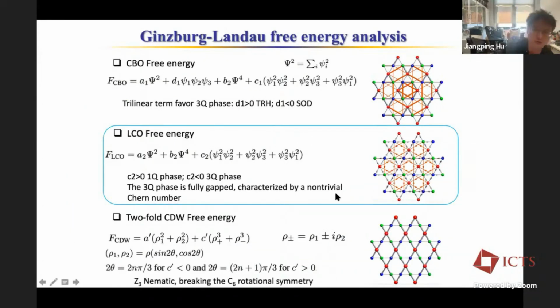Okay. So based on this, you can also construct the Ginzburg-Landau free energy analysis. In which case, depending on the parameters in this Landau-Ginzburg free energy, you can construct what kind of parameters allow you to have this loop current free energy. So this is simple. We can divide into these three sublattices, as you said, and you can consider their interactions, and you will find whether C2 is less than 0, and this will favor this 3Q loop current order phase like this.